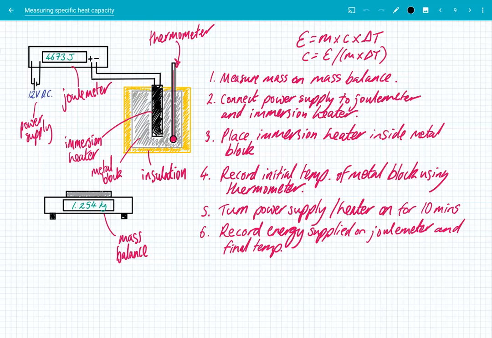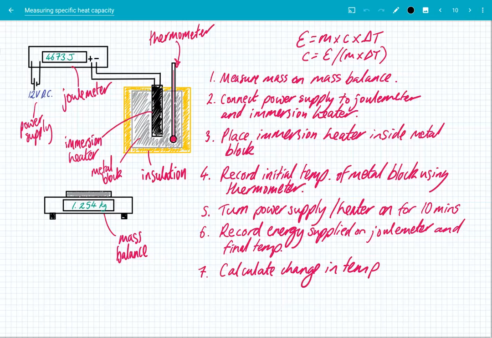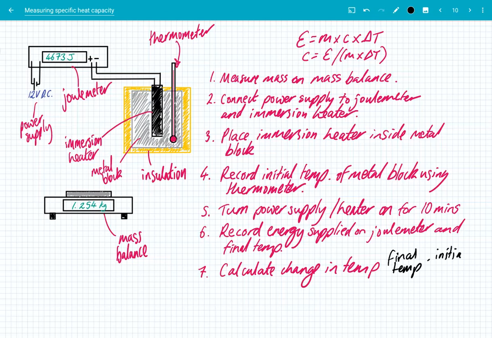The next step is to turn your power supply off. Then you record the energy supplied on the joule meter and you record the final temperature using the thermometer. Next step, you need to calculate the change in temperature. And this is simply the final temp, take away the initial temp. And that gives us our change in temperature.